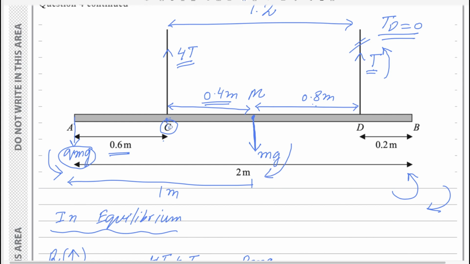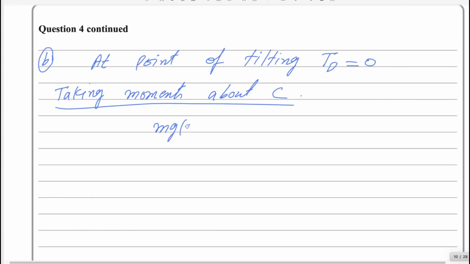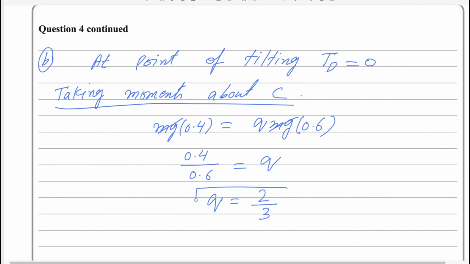Okay, so we will apply the same formula. Clockwise moment equals anti-clockwise moment. So this force is producing clockwise. MG will be multiplied by 0.4. We will write here MG multiplied by 0.4 equals QMG, that is producing anti-clockwise, and the distance of this one from C is 0.6. This MG can be cancelled from both sides, and this 0.6 will divide to the other side. We get the answer as 0.4 divided by 0.6, and this will be Q, and Q will be equal to 2/3. So this is the answer for the second part of this question.